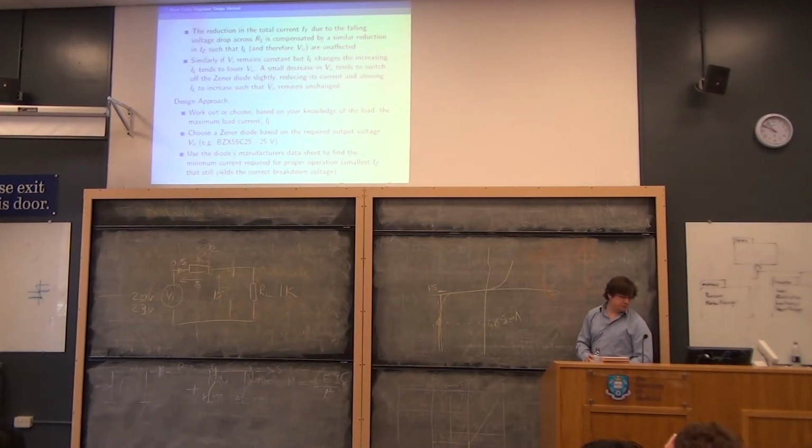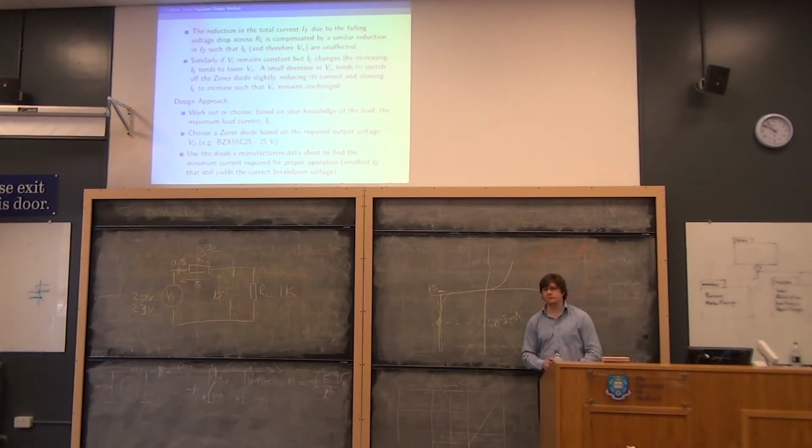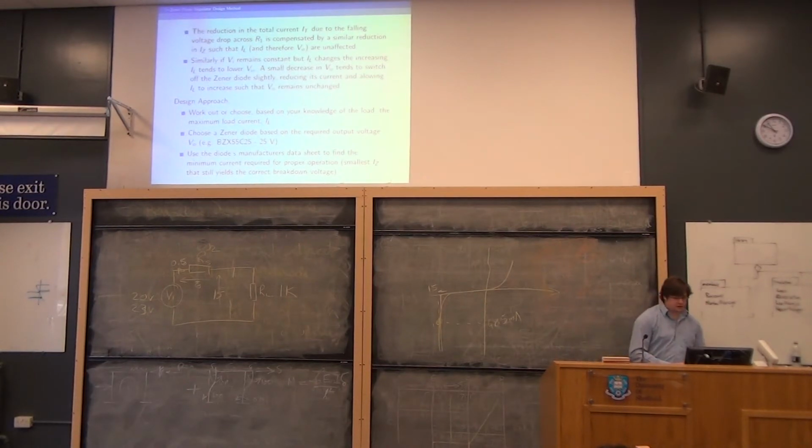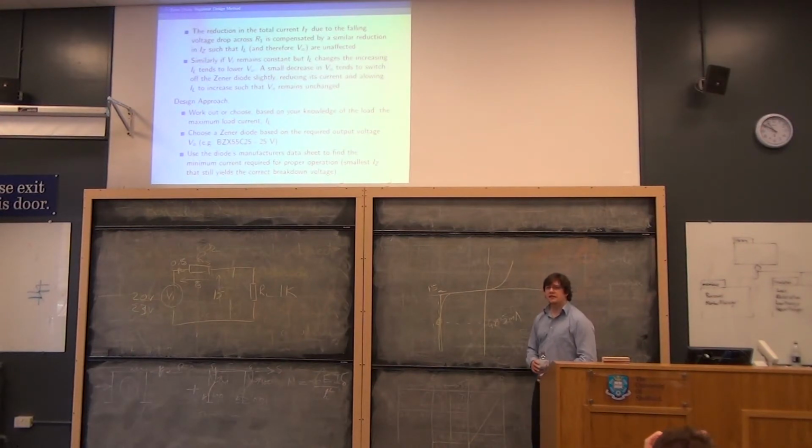You work out or choose, based on your knowledge of the load, the maximum current that will flow. Then you choose a Zener diode based on the required output voltage. So I've said BZX55C, which is a pretty common silicon Zener diode, and it breaks down at 25 volts. So if you wanted a 4.7 volt one, it would be BZX55C4V7 and so on. And you use the diode's manufacturer's data sheet to find the minimum current required for proper operation. I have abridged this slightly.